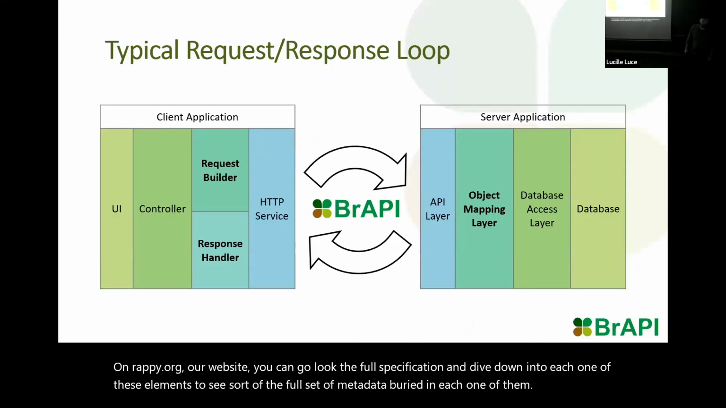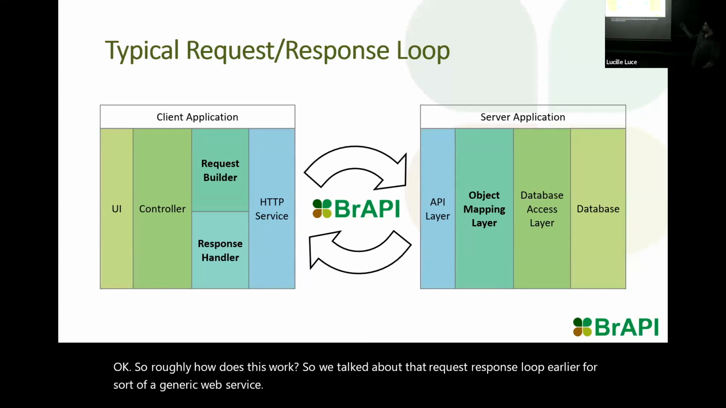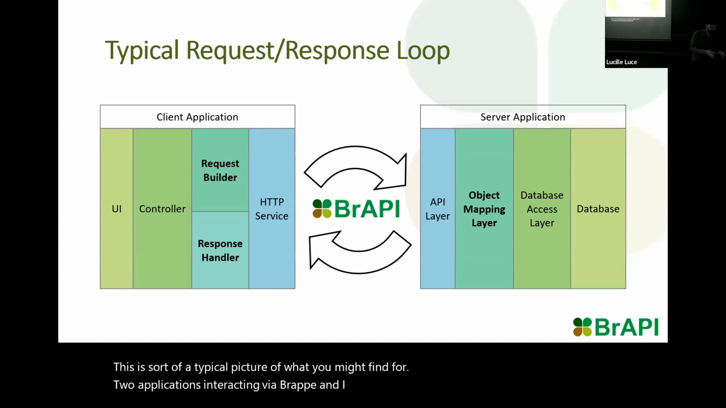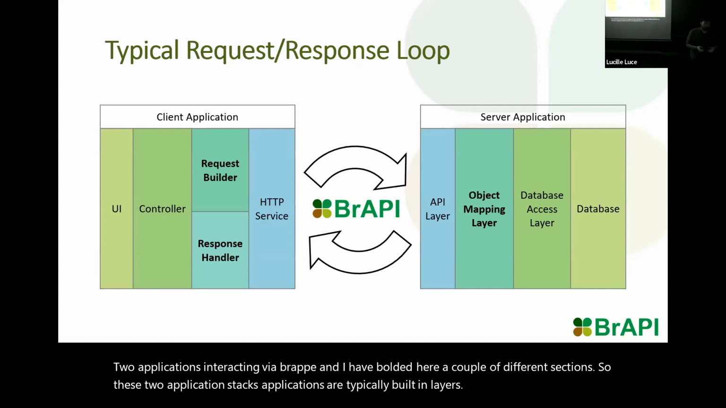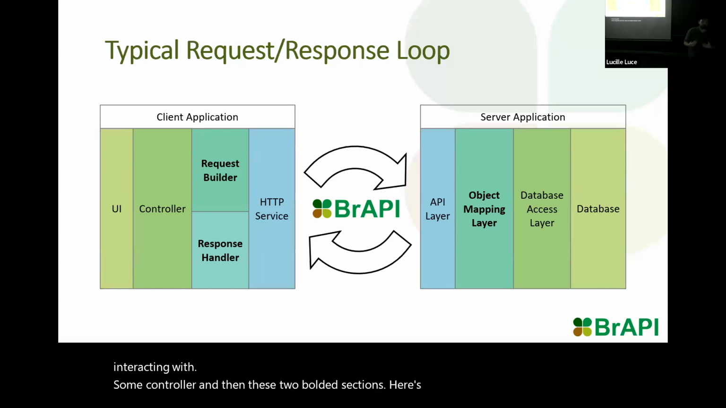Okay, so roughly how does this work? So yeah, we talked about that request response loop earlier for sort of a generic web service. This is sort of a typical picture of what you might find for 2 applications interacting via BrAPI. And I have bolded here a couple of different sections. So these 2 application stacks, applications are typically built in layers. So you've got the client application, which has maybe some user interface that you're interacting with, some controller, and then these 2 bolded sections here is the request builder and the response handler.